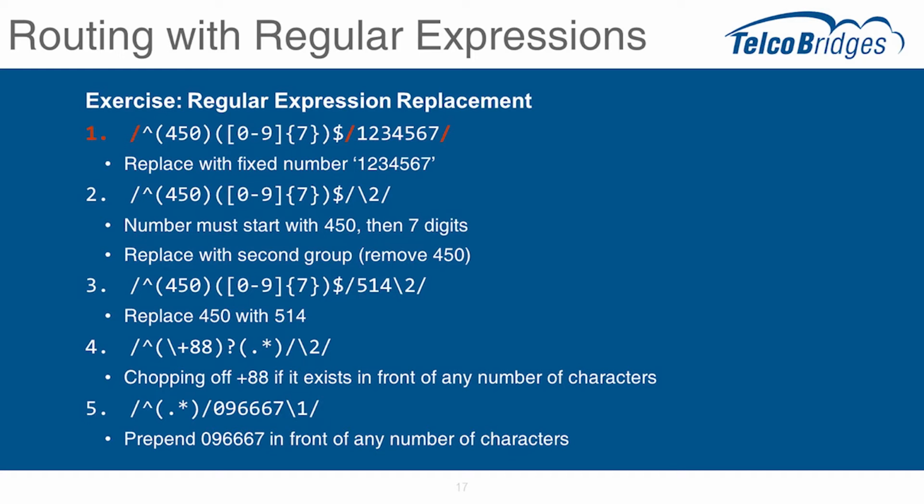Here is when we use the groups. So you have here after the regular expression, which is defined here, backslash 2. That means we'll use the second group only. So the number must start with 450, then have 7 digits, but the resulting outgoing call number will be only the 7 digits without the 450.